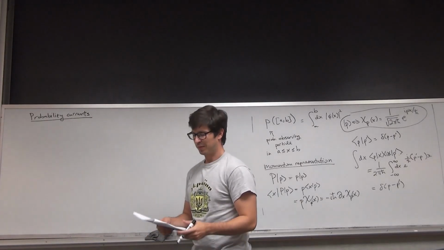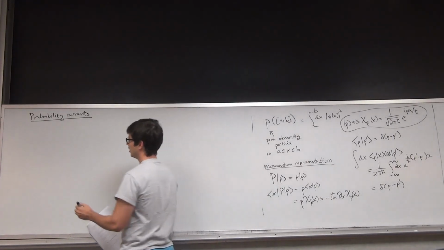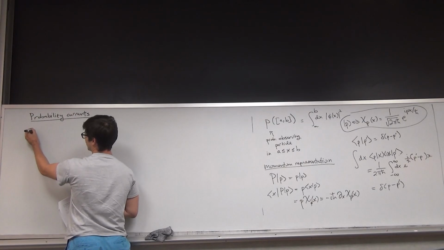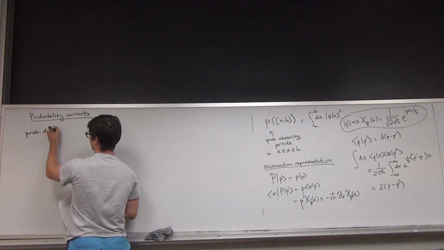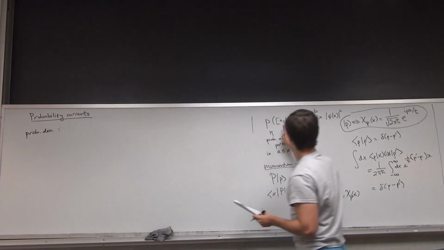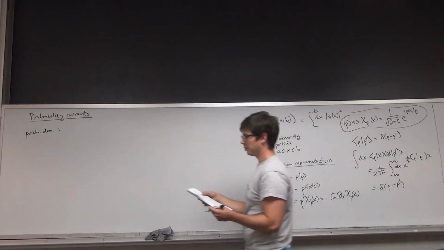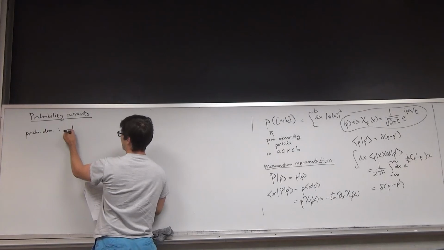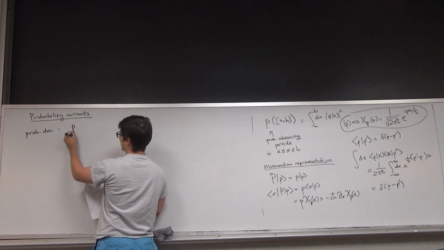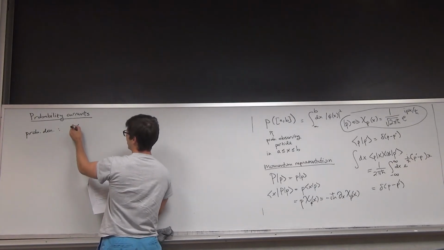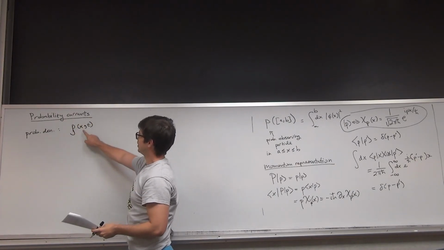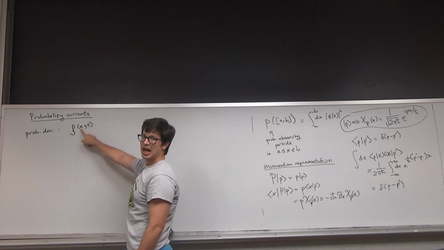So what's a probability current? We know that the probability density, again, it's the probability of observing a particle, related to the wave function squared. So we know that the probability density, maybe I just write it as rho of x and t. So the probability density associated with observing a particle at position x at time t.